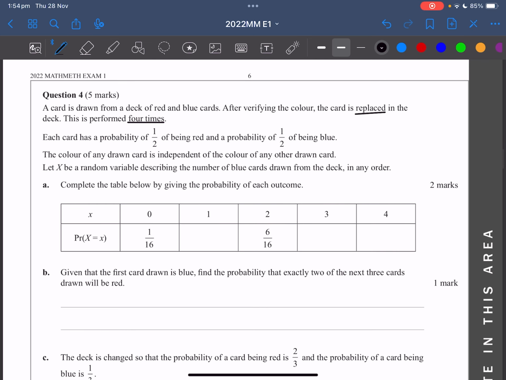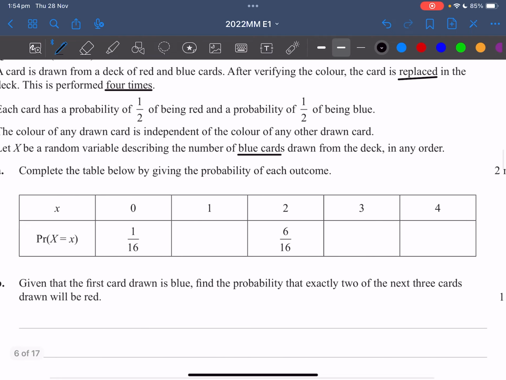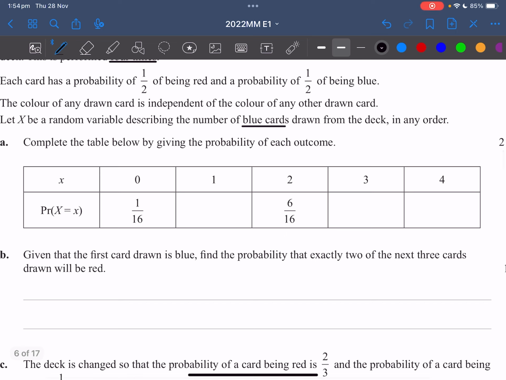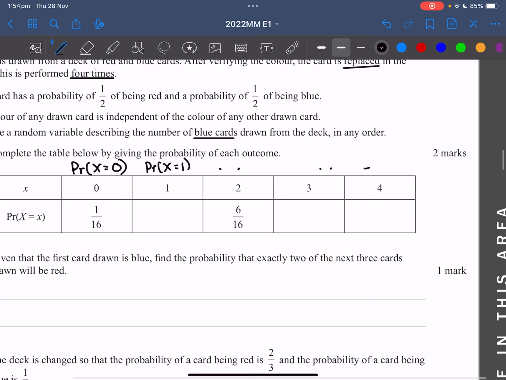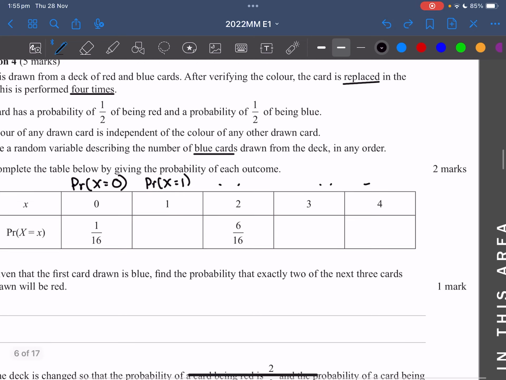So let X be the random variable describing the number of blue cards. Here we are finding probabilities: this is the probability that X equals 0, this is the probability that X equals 1, and so on. So we have to fill in the boxes here. Let us start by finding the probability of it being 4, because that's the easiest to calculate, and then we'll go from there.